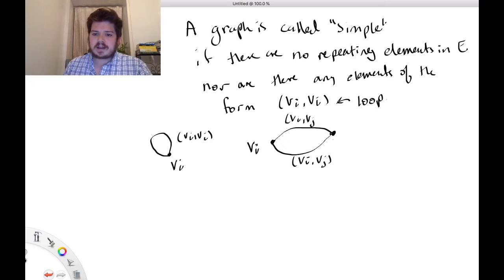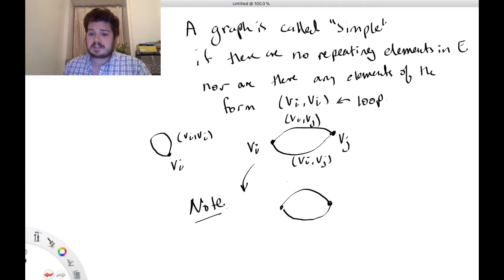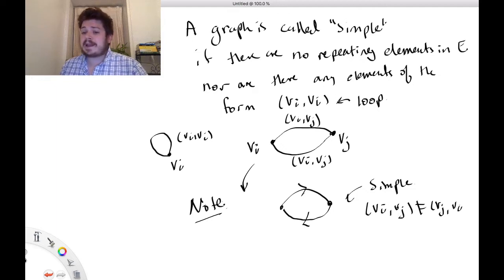This is different than a directed graph. So just a note, directed graphs like this are still simple, right? Because Vi, Vj is different than Vj, Vi. So it's not a repeating element.